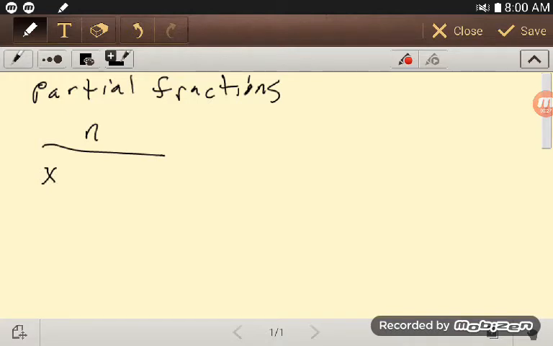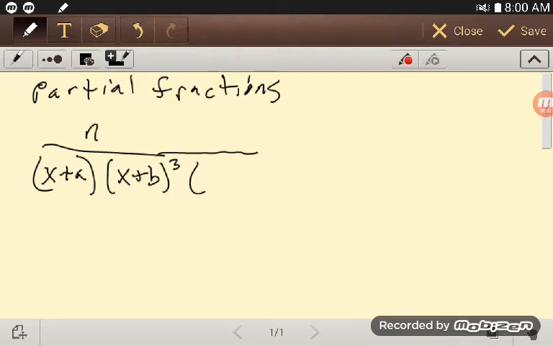A linear term, so x plus a, or x minus a, and then another linear term, but in this case, I'm going to raise it to a power like 3. And then times, and suppose we have a quadratic. And now the quadratic we could also raise to a power, but I'm not going to in this case. So I have an irreducible quadratic, and just to make life easy, I'm going to assume that c is positive and write it this way.